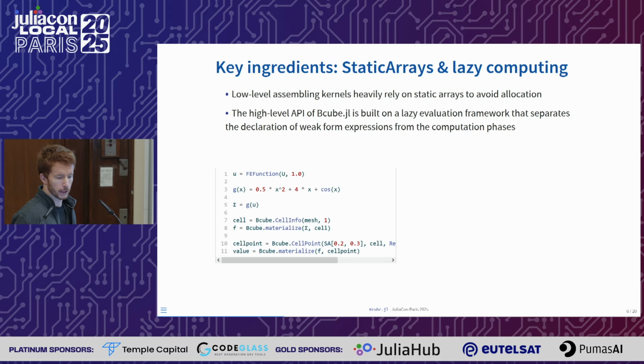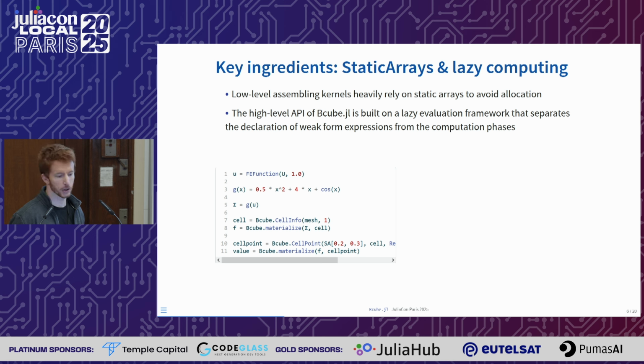So now if we take a closer look at Bcube's architecture, there were, from our perspective, two key ingredients that drove the development of the package. The first one is the use of static arrays for all the low-level and intensive algebra parts in the low-level functions. So actually, this choice was pivotal for our design because it affected all the design of the algorithms to ensure that we can know the size of the static arrays at compile time.